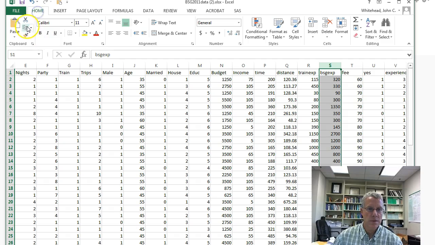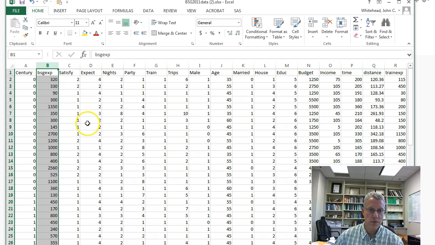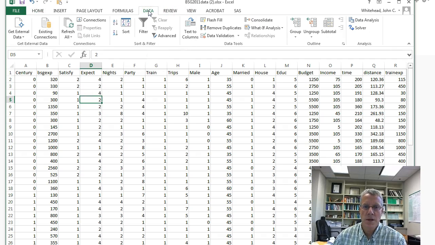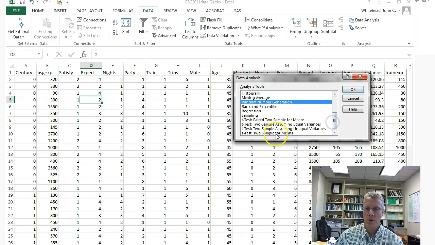So that we can see everything a little bit easier, I'm going to move my BSG expenditures column right next to the Century column. So these are the two key variables that we're working with. So to do the difference in means test, click on the Data tab again, and then Data Analysis. And we're going to do a 2-sample t-test, assuming unequal variances.